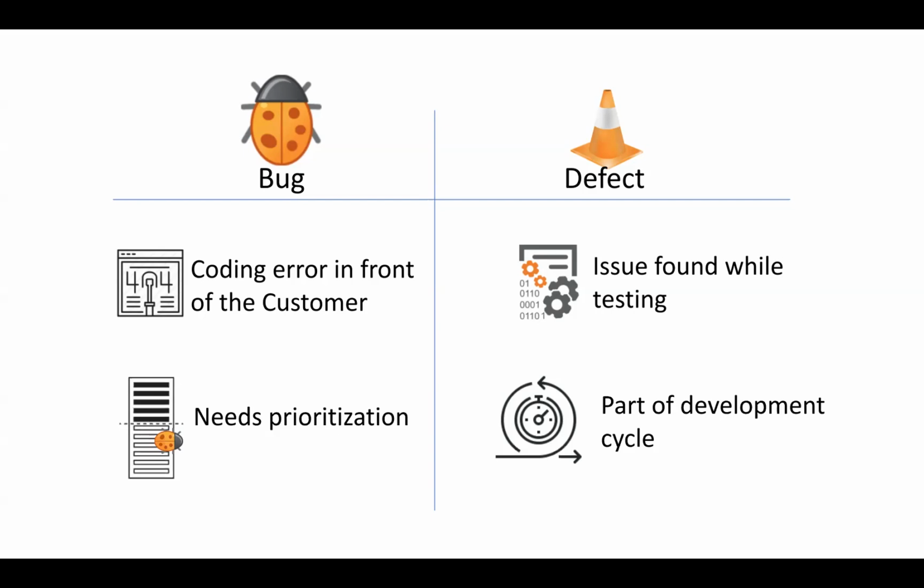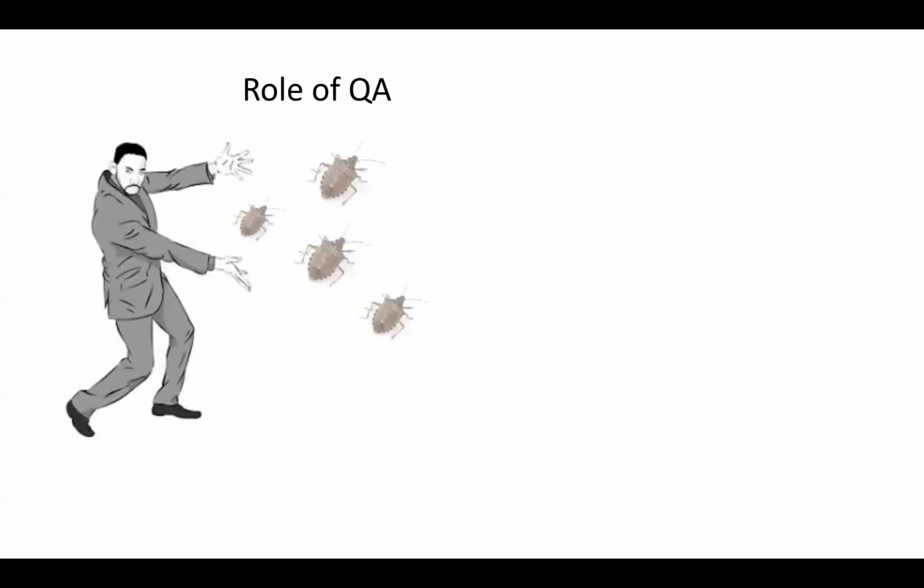Okay, so now that we have understood this difference between bug and defect, let's circle back to the role of QA in an agile organization. Well, in many companies, I have seen even today, there are QA engineers that are rewarded for finding bugs. The role of QA in an agile organization is not to find bugs, but to prevent them.